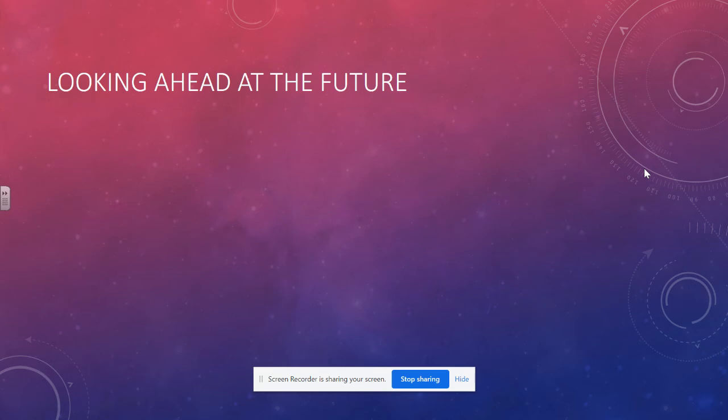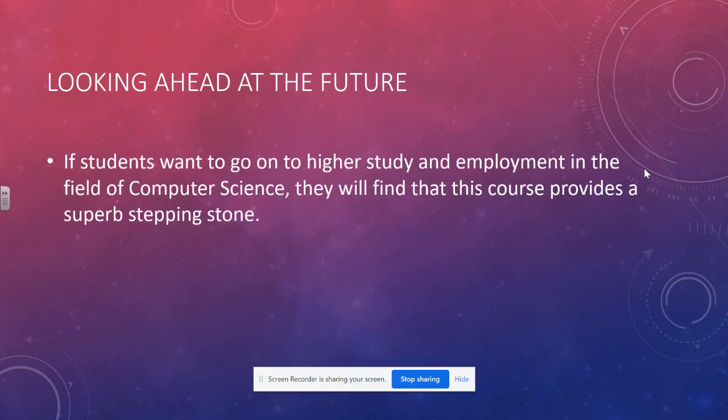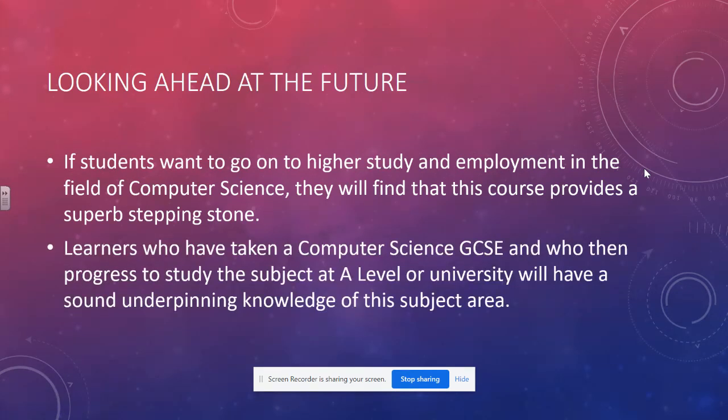Looking ahead to the future, where does this lead to? Well, if students want to go on to higher study of computer science, obviously this is a good stepping stone for that. Learners that have taken a computer science GCSE and who then progress to study the subject at A level or even university will have this to soundly underpin the knowledge that they will need in those particular areas.